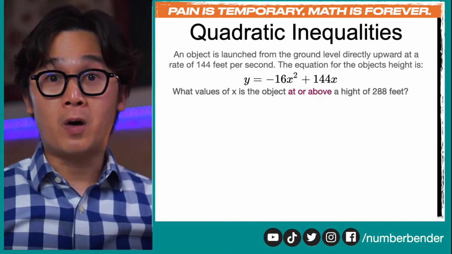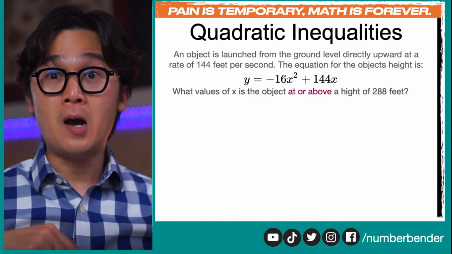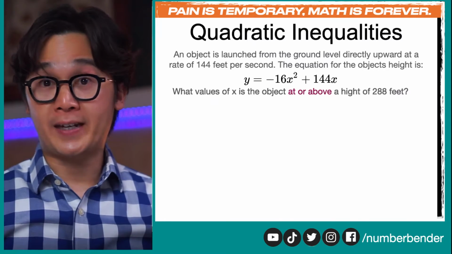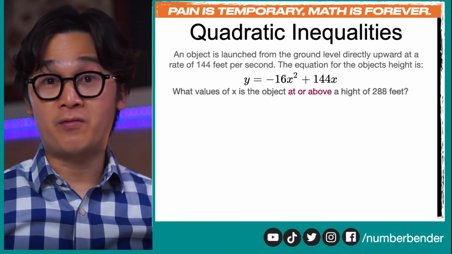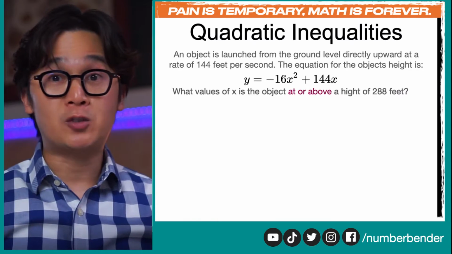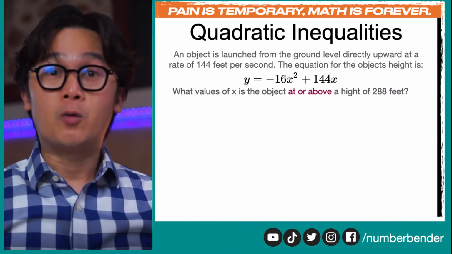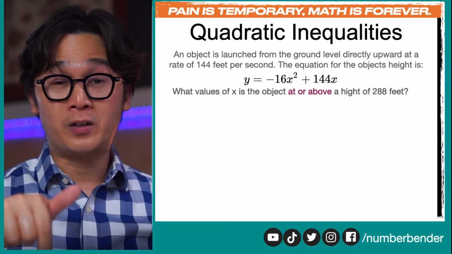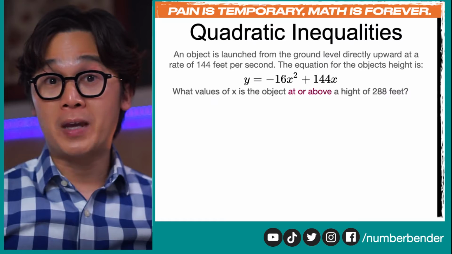Similar to problem number 1, an object is launched from the ground level directly upward at the rate of 144 feet per second. The equation of the object's height is given by the function y is equal to negative 16x squared plus 144x, which is a quadratic equation because when we throw something upwards, it's bound to go down and it creates a parabolic graph. That's why it's considered to be a quadratic equation.